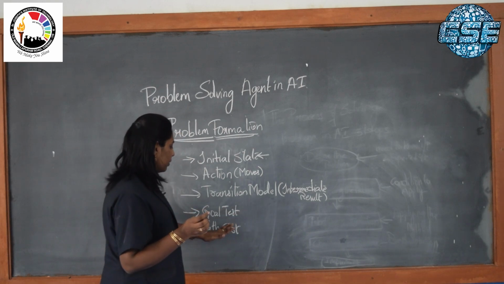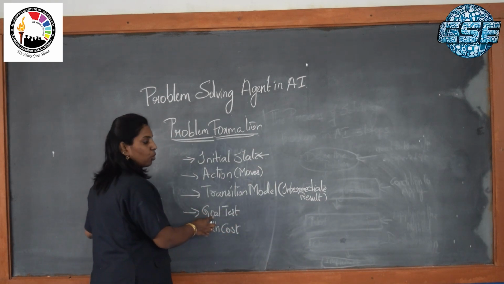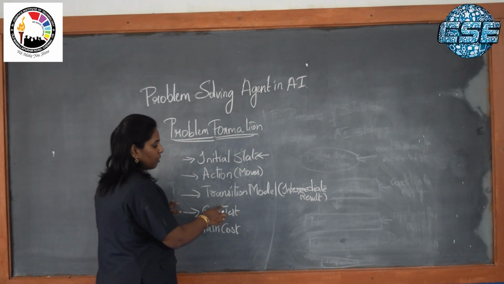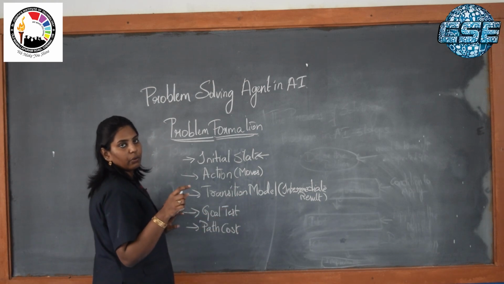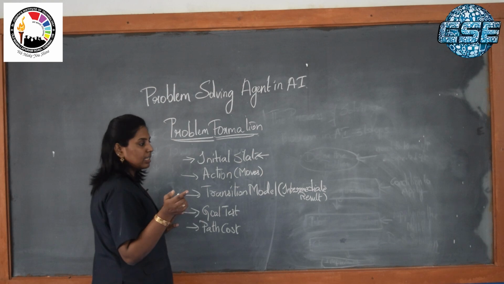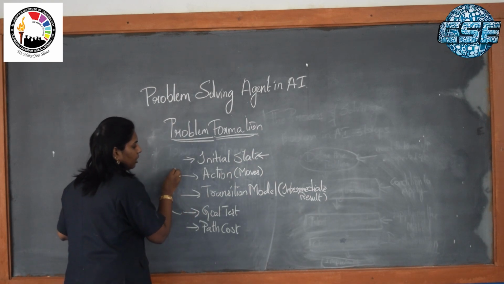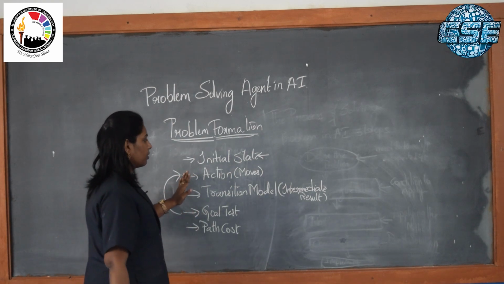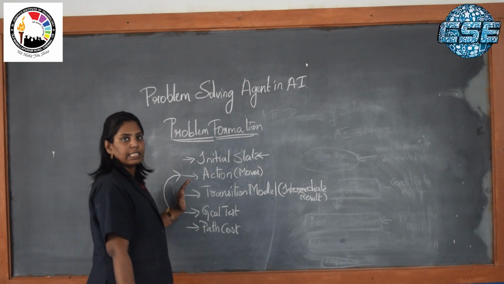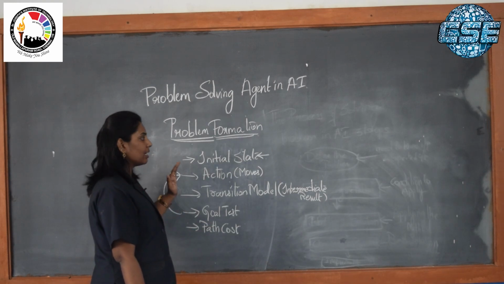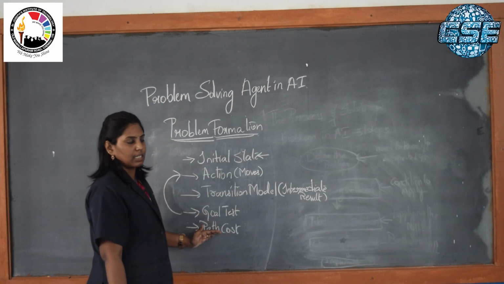Or else, we move on to the goal test. The goal test is where we compare the transition model with the goal state. If both are equal, it has reached the goal state. Or else we continue with the action. It will form a loop. If we see an example, you can clearly understand what we can do with these 5 steps.